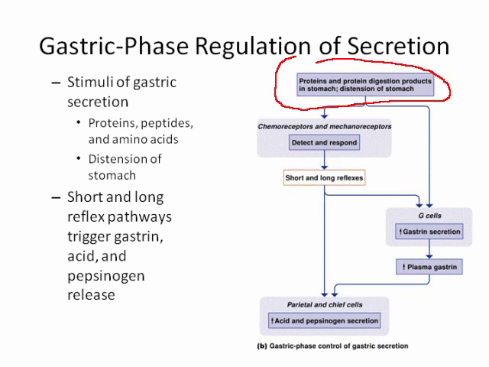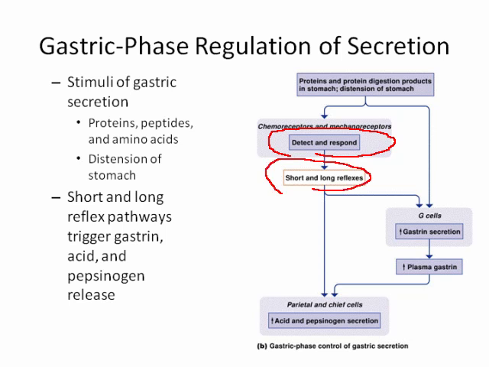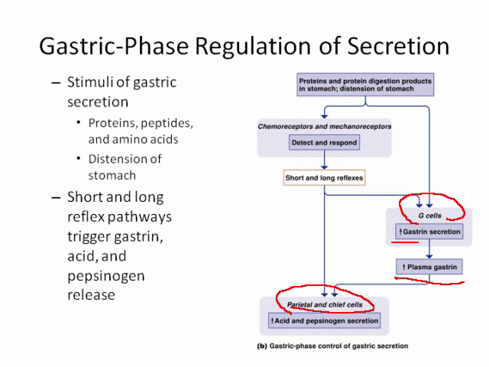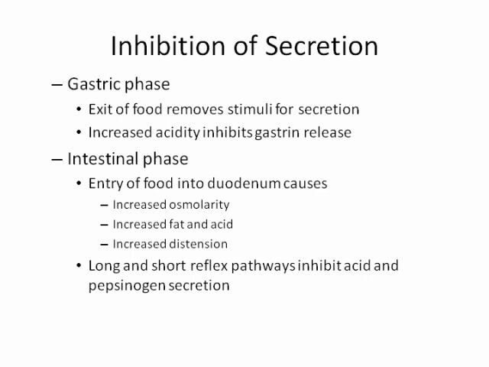We have proteins and protein digestion products in the stomach, as well as distension of the stomach. So as we said before, both chemical and physical stimuli. The chemical stimuli will trigger the chemoreceptors, and the mechanical stimuli will stimulate the mechanoreceptors, which will detect their stimuli and respond appropriately, activating both short and long reflex loops. Ultimately, both these reflex loops will again work on G cells, just as we saw in the cephalic phase, increasing gastrin secretion and plasma concentration of gastrin, which again will work on parietal and chief cells and cause acid and pepsinogen secretion, as will the reflex pathways themselves directly activate the parietal and chief cells. So just as we saw in the cephalic phase of regulation, in the gastric phase we do have redundant and augmenting pathways that are involved in stimulating secretion.